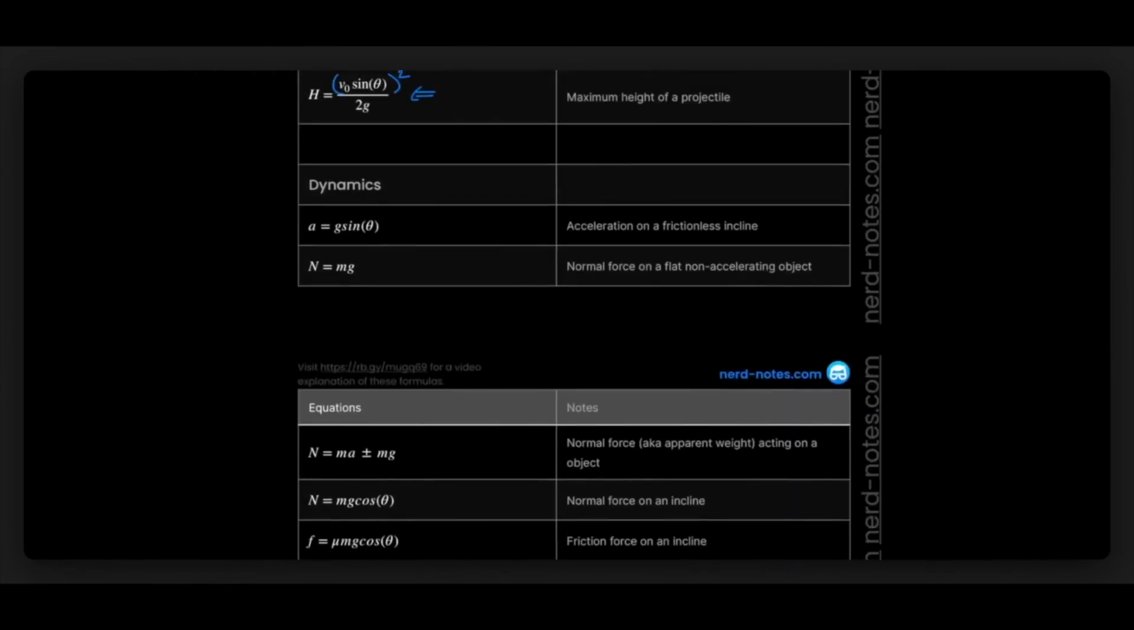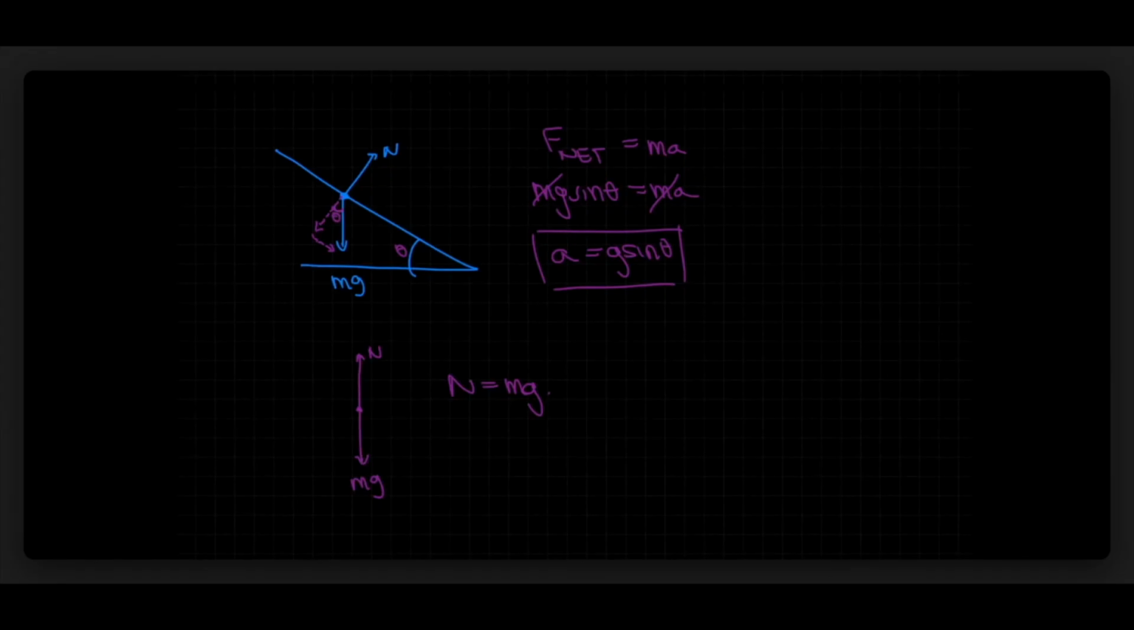However, what happens when the object actually starts to accelerate vertically? Well, we call this the normal force, aka the apparent weight that acts on an object. And so take a look here. Let's actually, for example, say that the object is accelerating downwards. So how would I show that? Well, if something is accelerating downwards, I need a net force downwards. So I'm going to draw my FBD such that I'm showing an overall force, a net force downwards. I'm going to go ahead and make an equation for that.